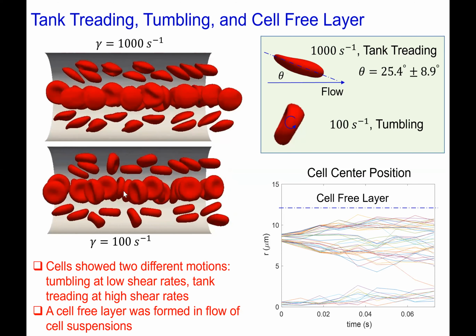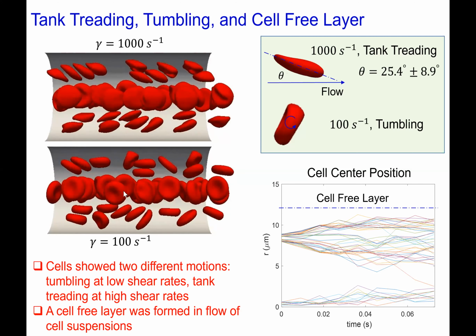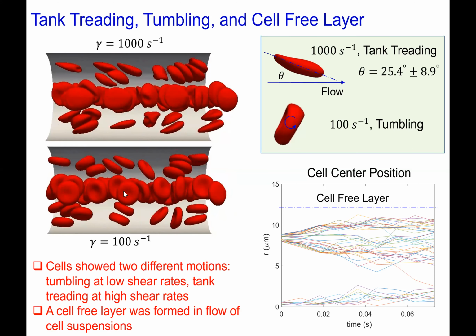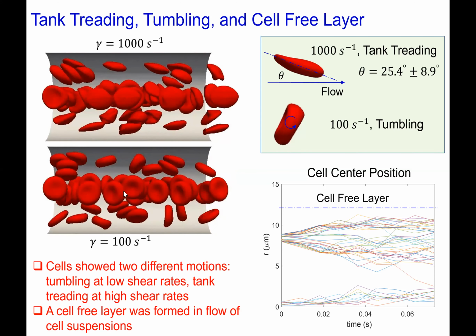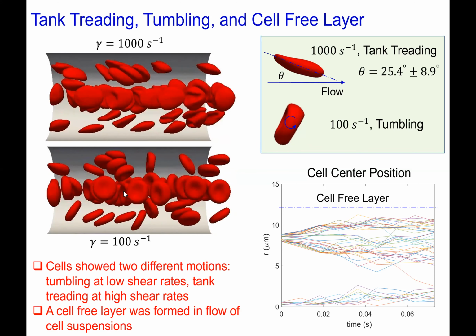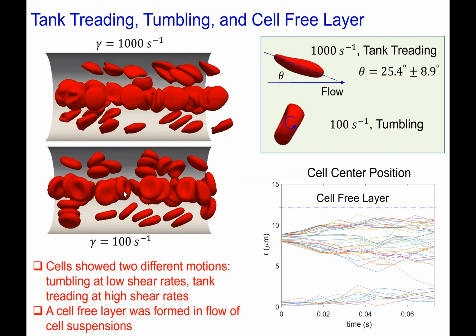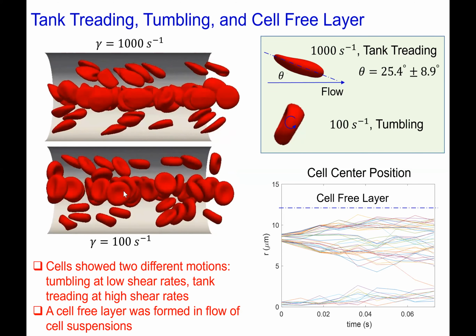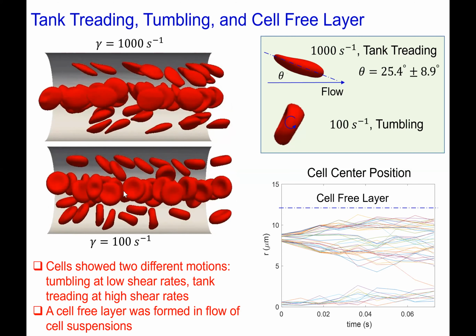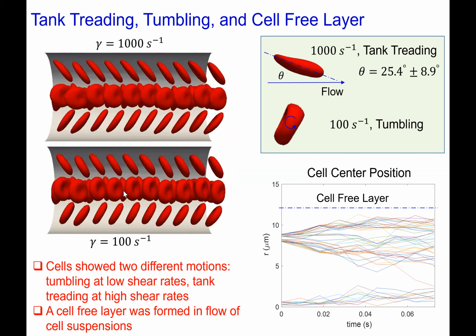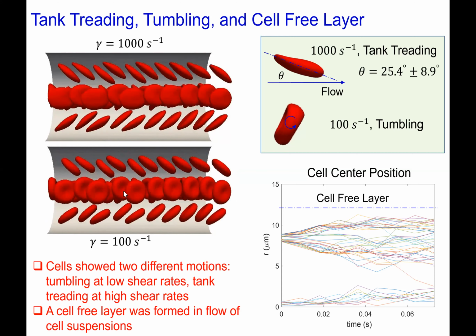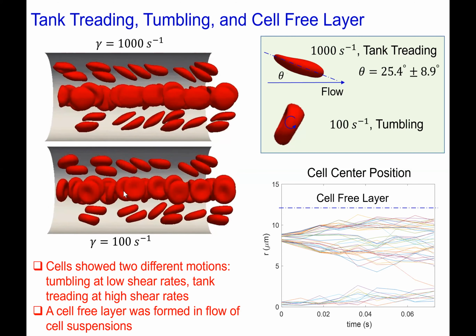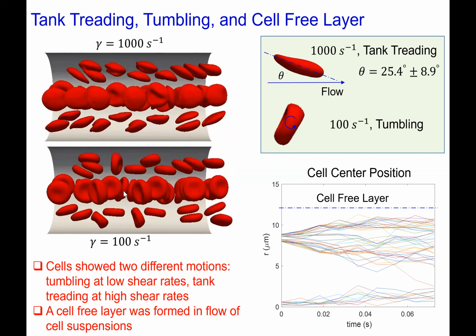This one shows the red blood cell motion at different shear rates. The top is at the high shear rate and the bottom is at a relatively low shear rate, 100 reciprocal seconds. As you can see, the red blood cells showed two distinct behaviors. At the top, the cells more or less align with an inclined angle. But at the bottom, you will see the cells rotating like a coin. So that's what we call tank-treading motion and tumbling motion.